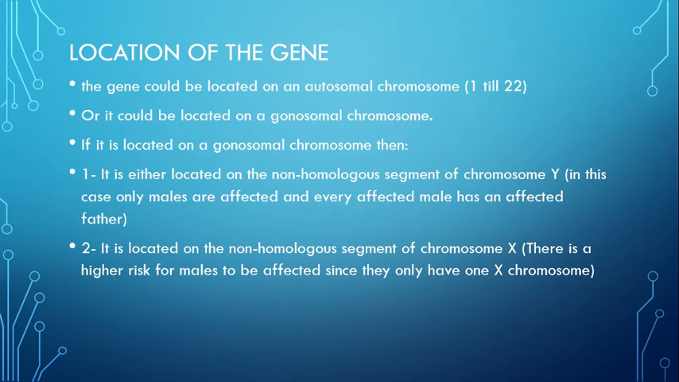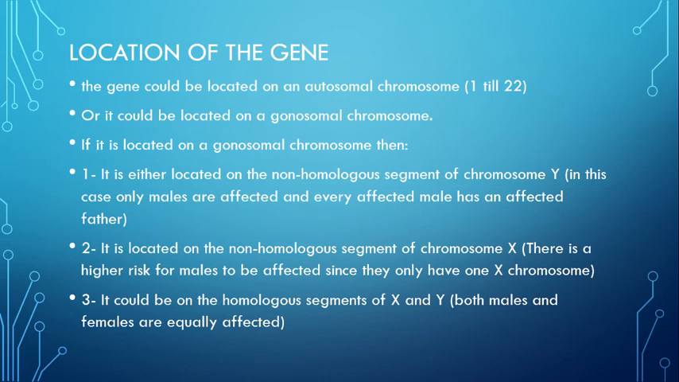Sex-linked genes could also be located on the homologous segments of X and Y, and in this case, this gene is going to have two copies, two alleles, one located on the X chromosome and the other located on the Y chromosome. Okay, and in this case, both males and females are equally going to be affected by the disease located on the homologous segment of X and Y.